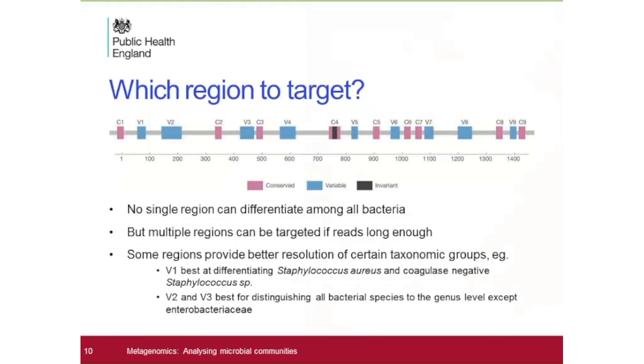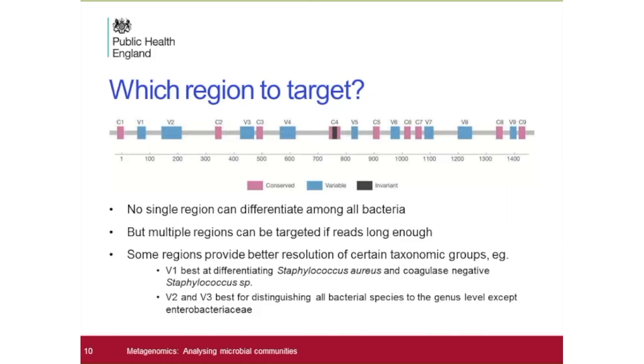And just for simplicity, if you look on this slide, starting from 100 to 1400, C1 is the constant region 1, V1, V2, and so on, and where they are and the sizes are under them. There is no single region that can differentiate among all bacteria. But by targeting multiple regions, then you would get a better resolution within a sample.